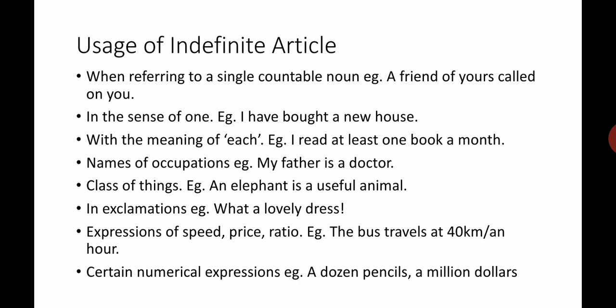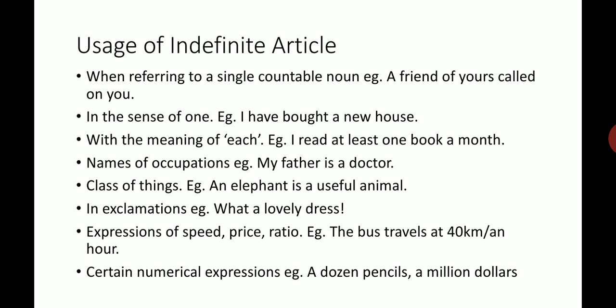Next, in a general sense with a singular countable noun that names an example of a class of things. For example, an elephant is a useful animal. Now here elephant is referred to a class of animals. In exclamations before singular countable nouns. For example, what a lovely dress. Now children, we never say what the lovely dress. We always say what a lovely dress.